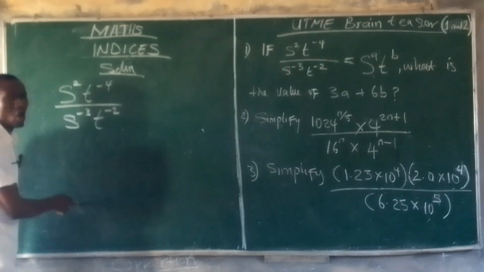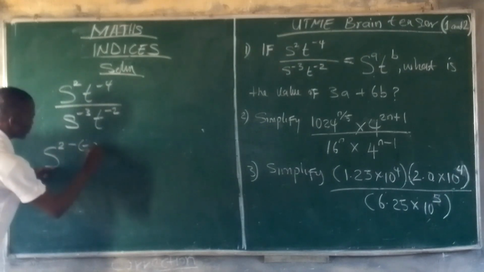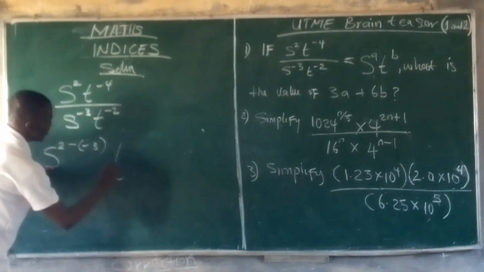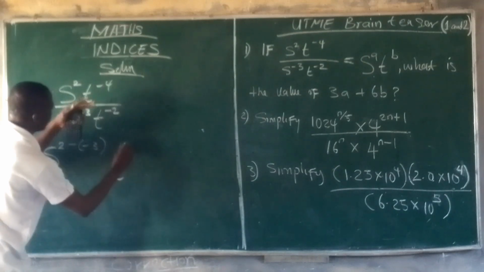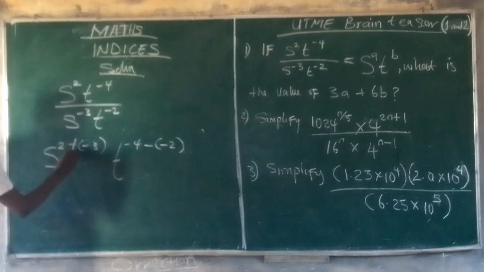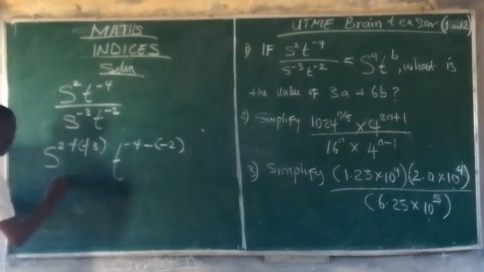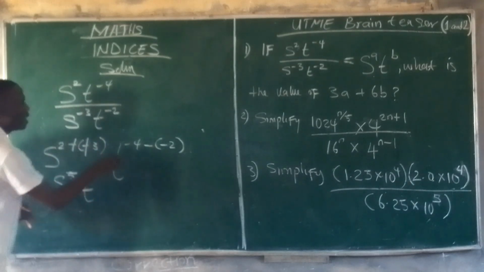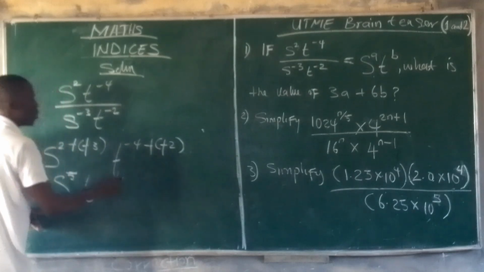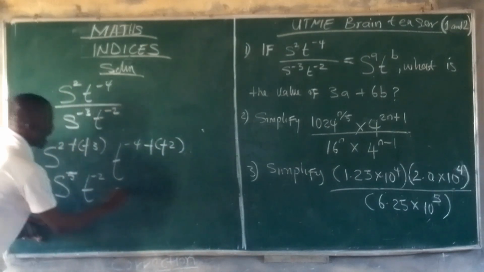Now, we're going to use the law of division. What we have here is x raised to the power of 2 minus 3, and t is raised to the power of minus 4 minus 2. When you have done that, notice that minus times minus is plus. So we have x to the power of 2 plus 3, that's 5. And then we have t, we cancel the minus.